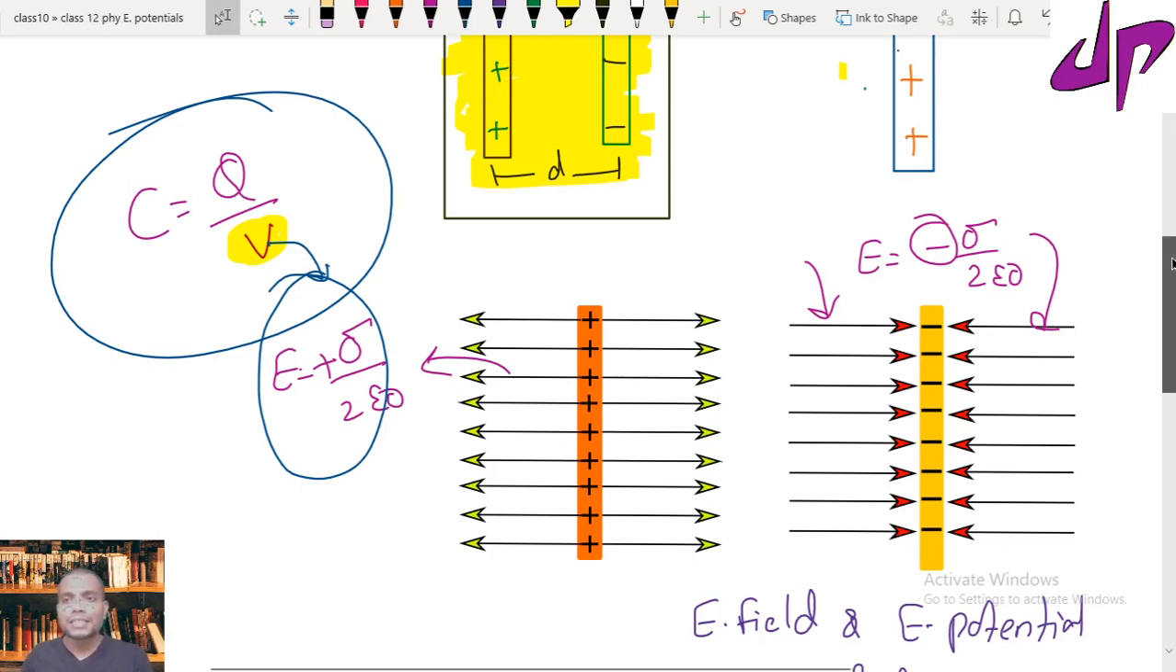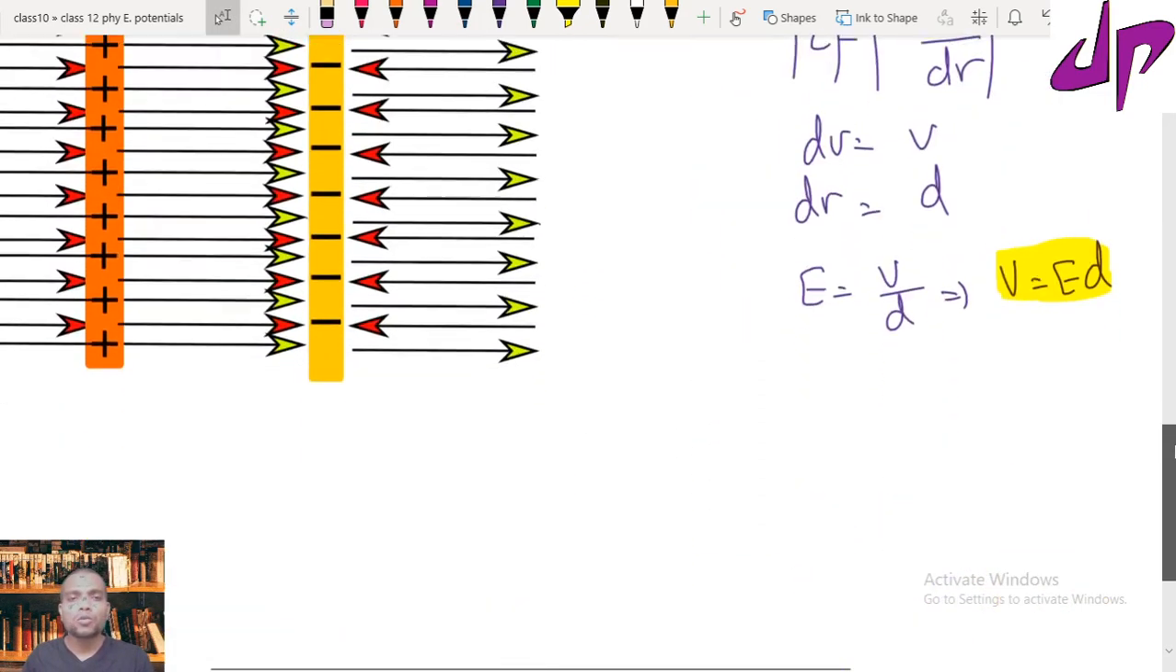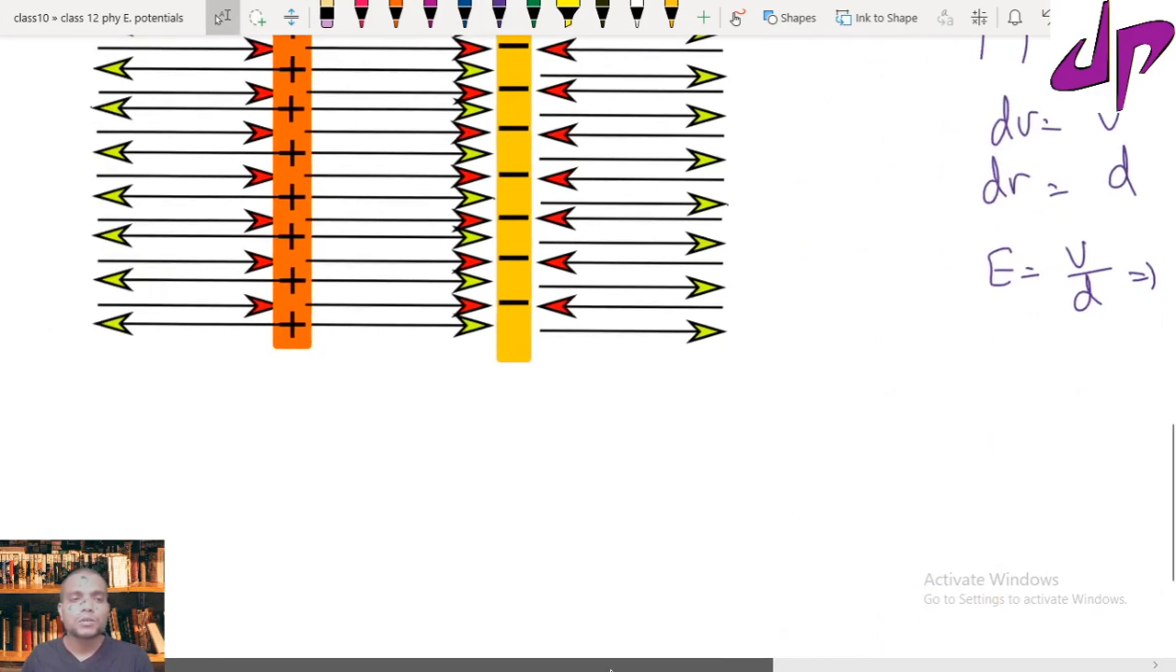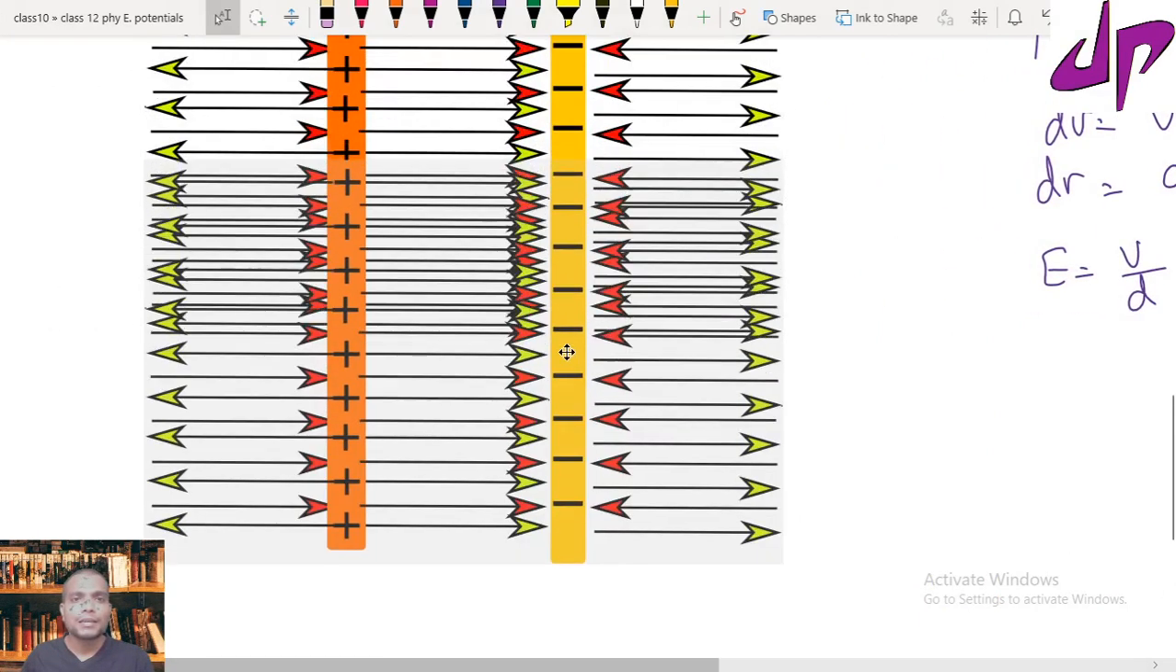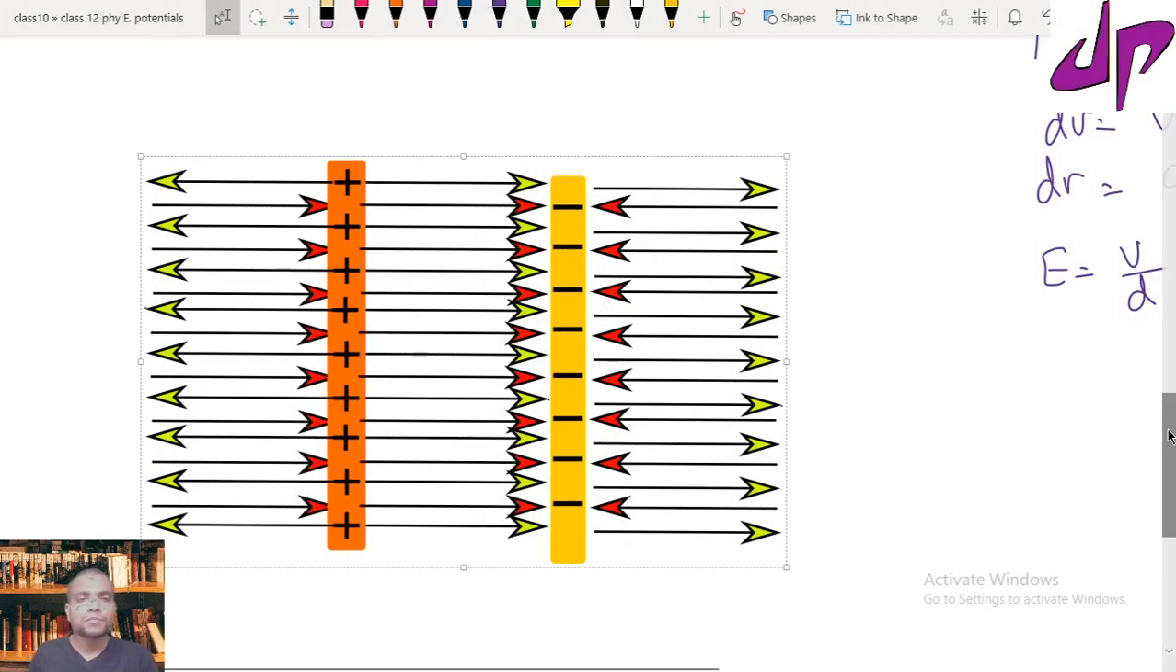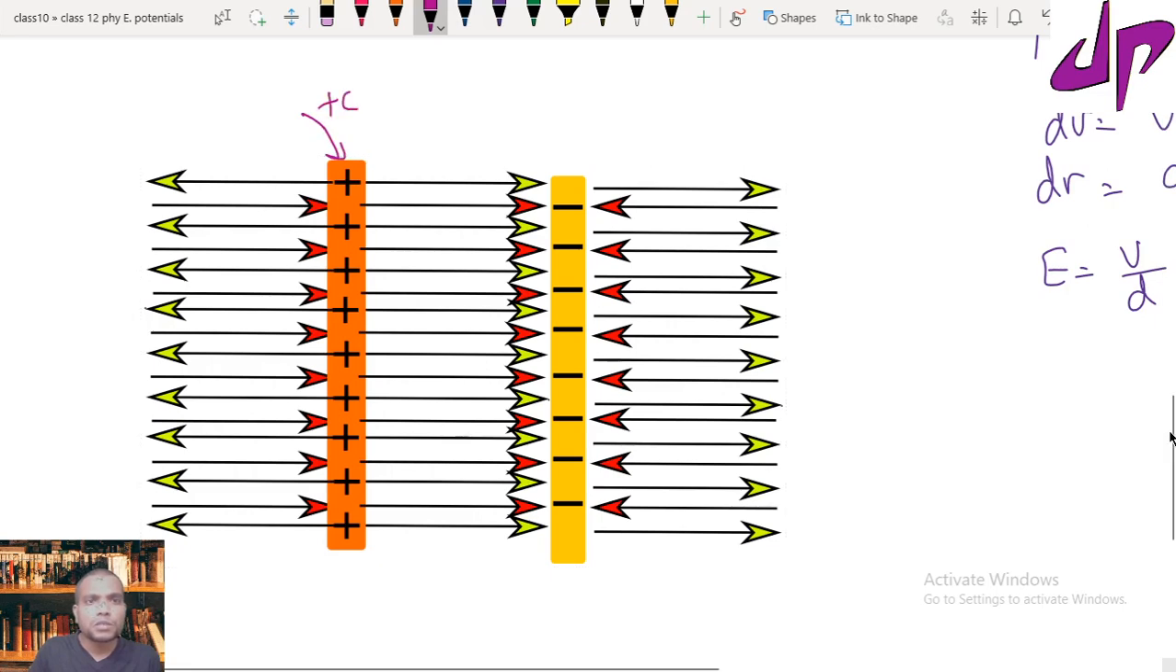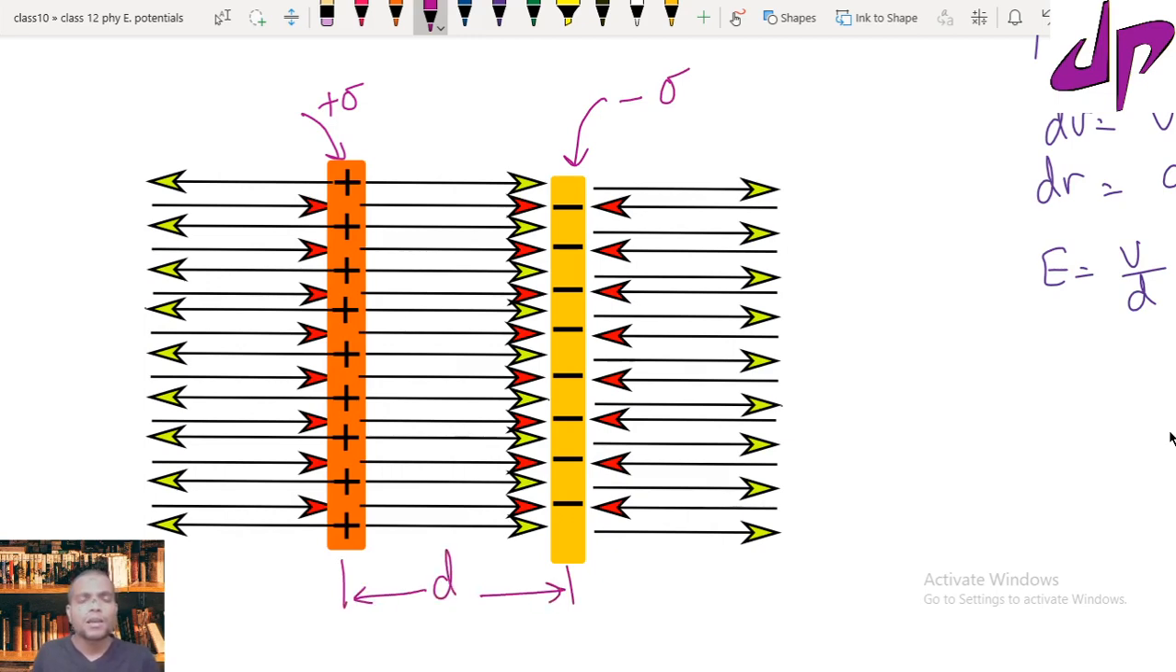So let's derive the electric field between the two parallel plates. For that, let me take this as a setup. This is a positively charged plate having positive charge density, and this is a negatively charged plate having negative charge density minus sigma, and they are separated by a distance d, and between them nothing is present. For a moment we can take air as the medium.